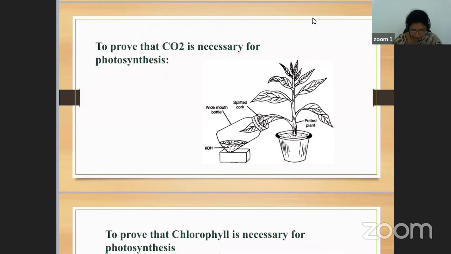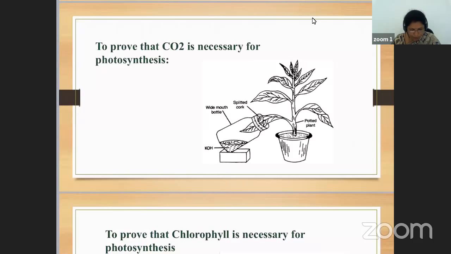I will repeat again, children. A variegated leaf is taken. A variegated leaf is a leaf which has green parts as well as non-green parts. Usually this type of leaf is seen in crotons. So this leaf is taken and tested for starch. And it was observed that only the part which is green in color turned blue-black. The rest of the leaf, which was light yellow or white in color, did not change its color to blue-black. What does it indicate? It indicates that chlorophyll is essential for photosynthesis.